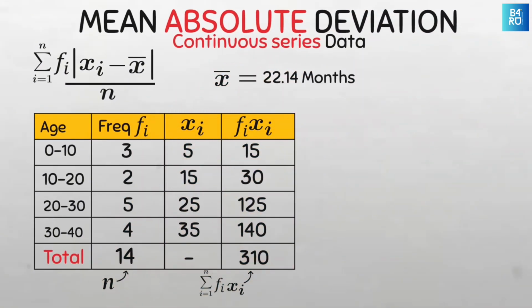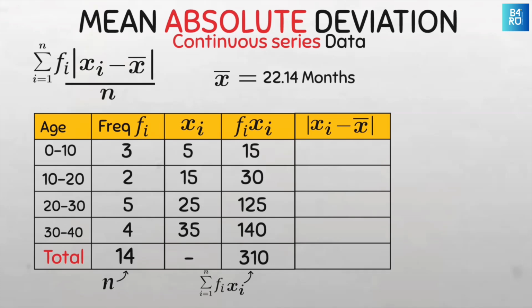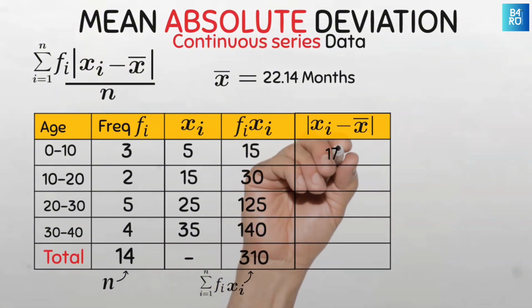Alright, so now that we have all the elements of the formula, let's break the numerator of the formula down to make it easier to compute. Let's first find the absolute distance between each class midpoint and the mean. That's the modulus of x sub i minus x bar part of this formula. So let's add it to the next column. For the first class, the absolute deviation of its midpoint from the mean will be 5 minus 22.14, that's minus 17.14. And when we apply the modulus, the absolute value is 17.14.